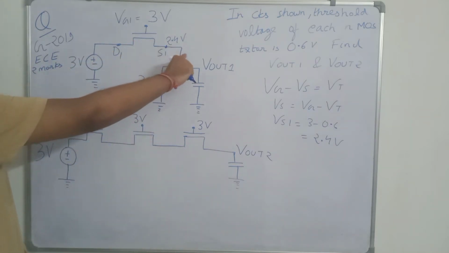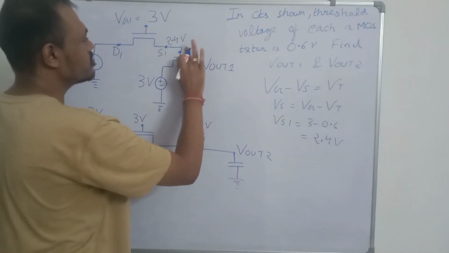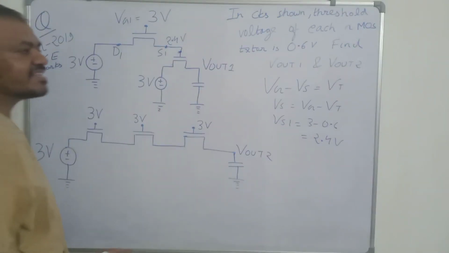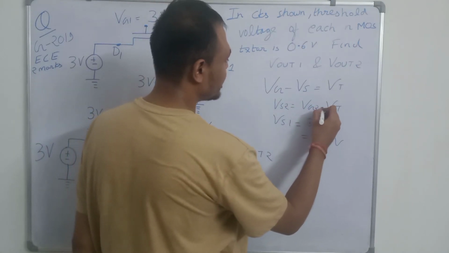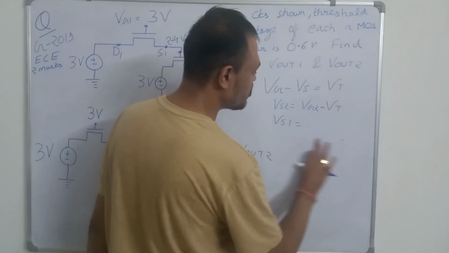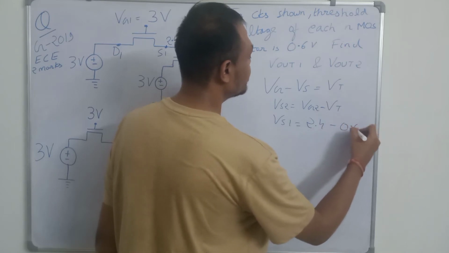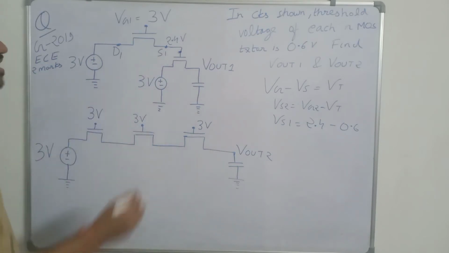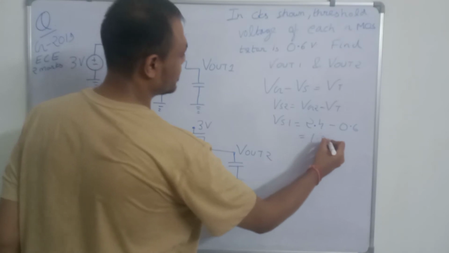Now this source 1 is acting as gate for the second transistor. So it is Vg2. This source terminal of the first transistor is acting as gate for the second transistor. So Vs2 is equal to Vg2 minus Vt. And Vg2 is 2.4 volt. So it is equal to 2.4 minus 0.6, because threshold voltage of each of the transistors is given as 0.6 volt. This value will be equal to 1.8 volt.